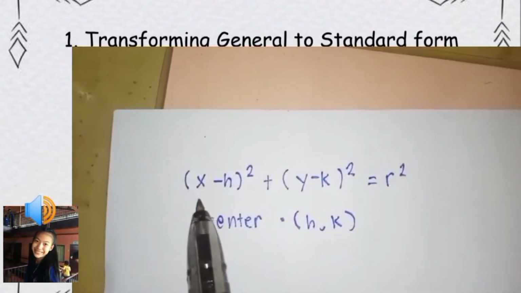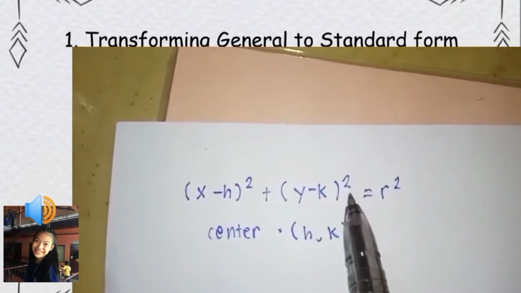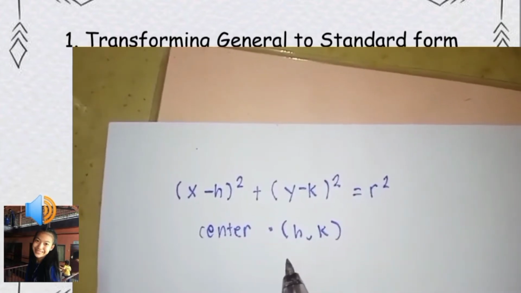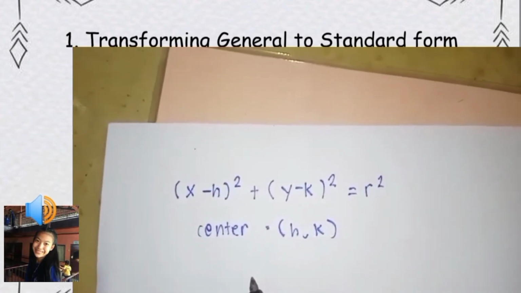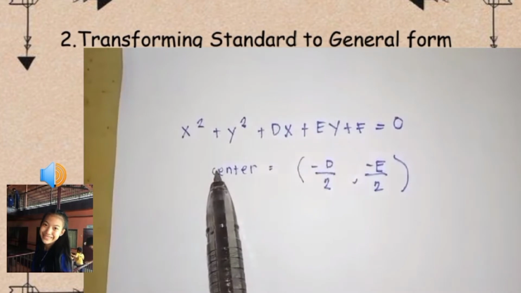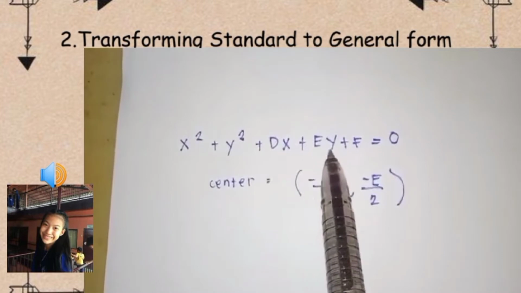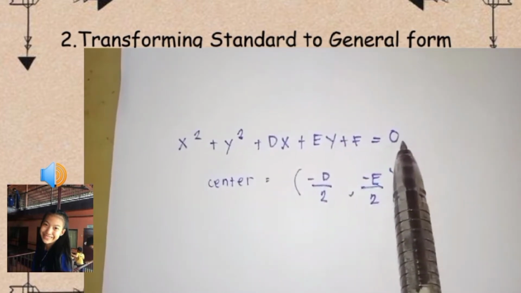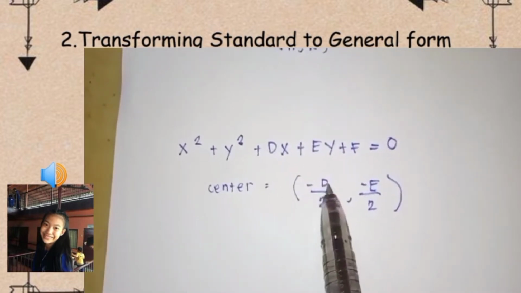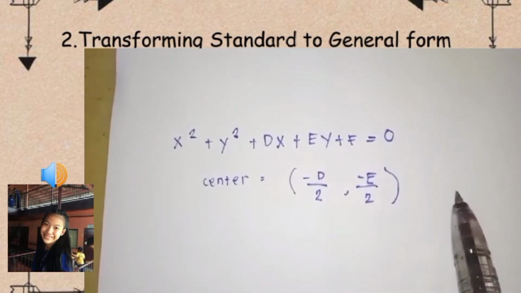Standard form: quantity x minus h squared plus quantity y minus k squared is equal to r squared, wherein r is our radius. And if we're going to get the value of x or y, we will find the center, and the center is (h, k). Next, we have the general form: x squared plus y squared plus dx plus ey plus f is equal to 0. In our general form, we have the shortcut formula for the center: negative d over 2 and negative e over 2.